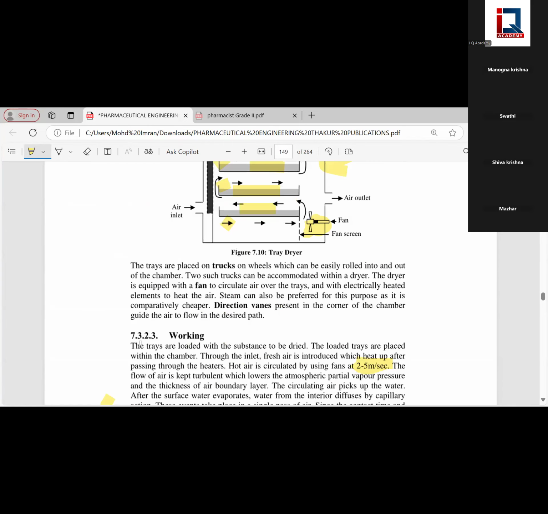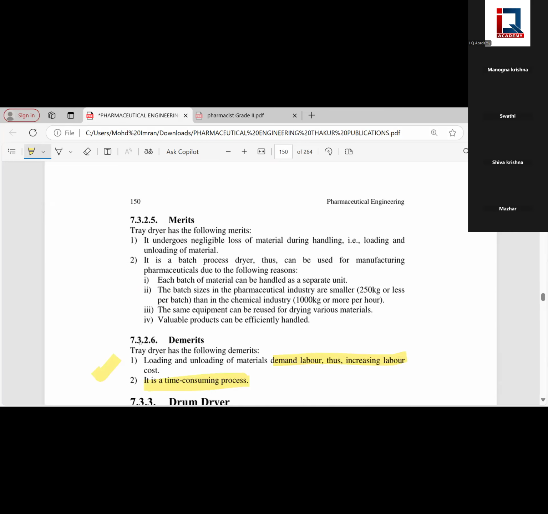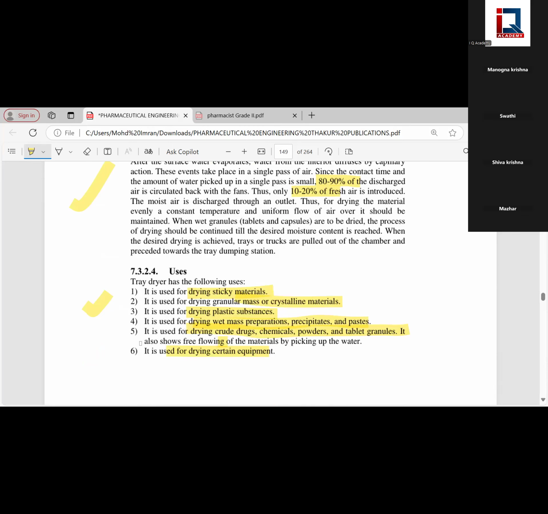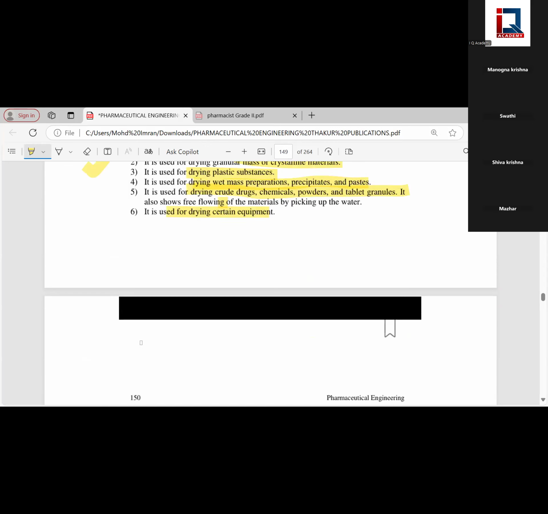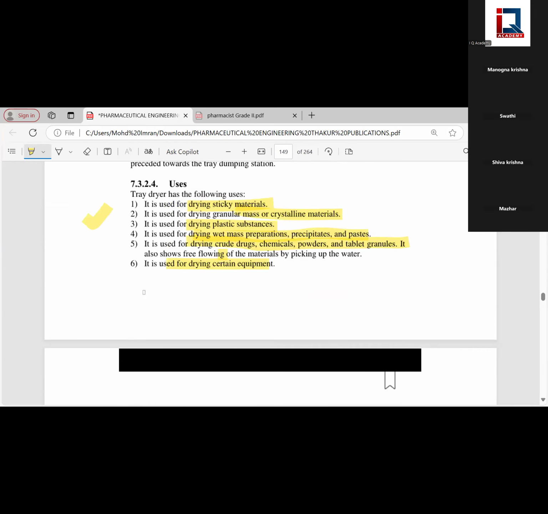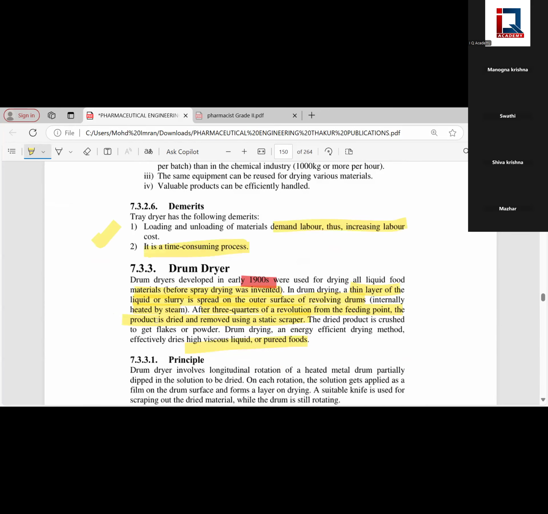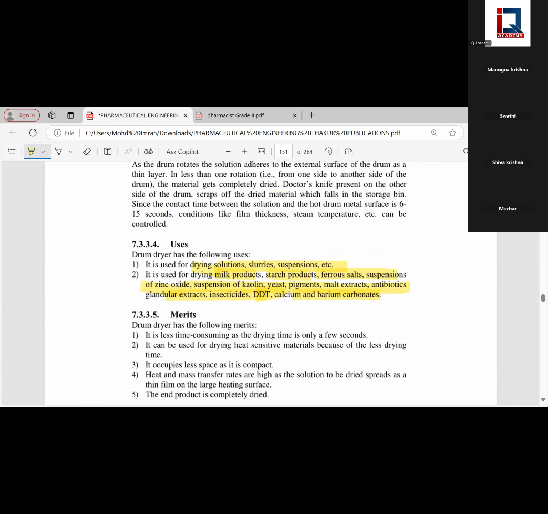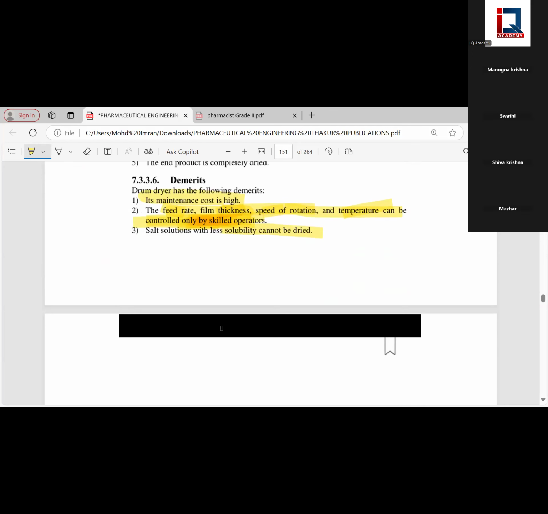So we have seen the tray dryer, we have seen the drum dryer. Quick revision: tray dryer is used for sticky material, greasy material, plastic material, wet mass material, paste-like material, right? Yes, tray dryers. Whereas drum dryers అండి, highly viscous material అని చెప్పుకున్నాం. డ్రమ్ డ్రయర్ అవునా? See, slurries, suspension, viscous material, milk products, starch products, and other major difference.